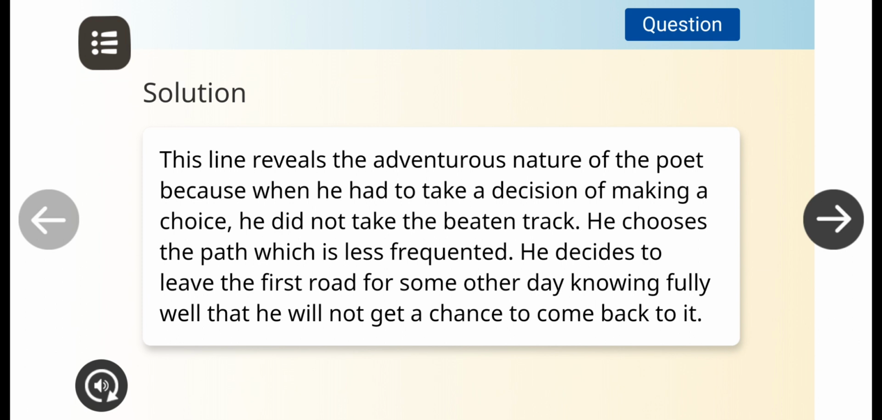So, this entire poem is about decision making. If you have read the poem, The Road Not Taken, it's about life choices, and one can learn a valuable lesson if we delve deep into the meaning and significance of the poem.